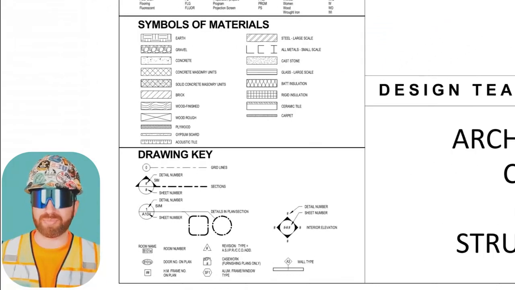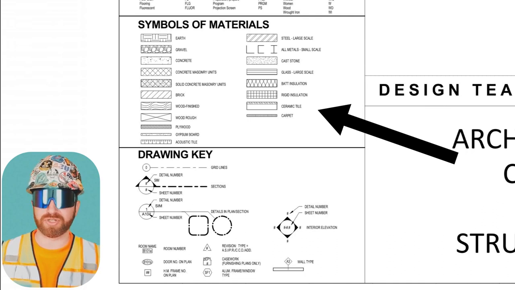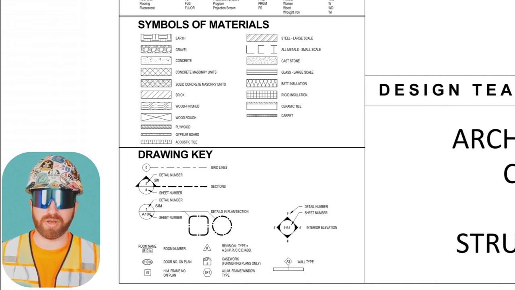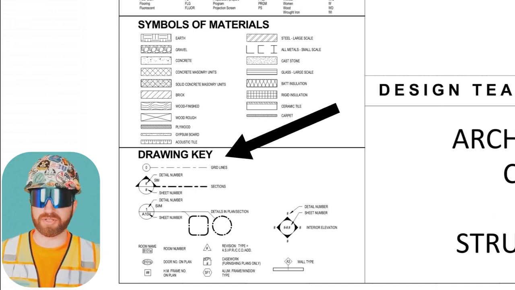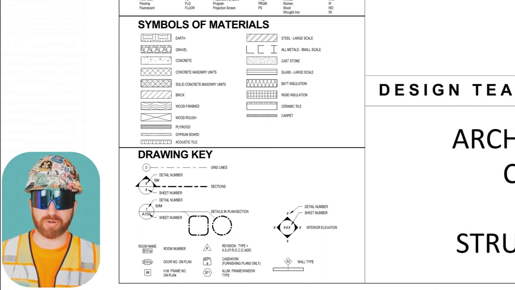So starting at the top, this materials legend will be referenced later in the drawings. When we see these different materials used, we'll know exactly what they mean and what they are. If we forget, we can always reference back to this general page and look at this legend. The drawing key is great, and the first example I showed did not have this. So at the top, we see the grid lines. This shows how grid lines are identified.